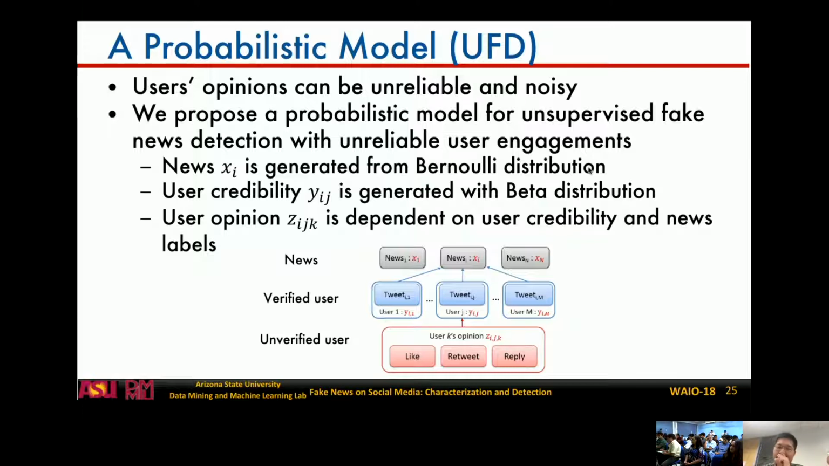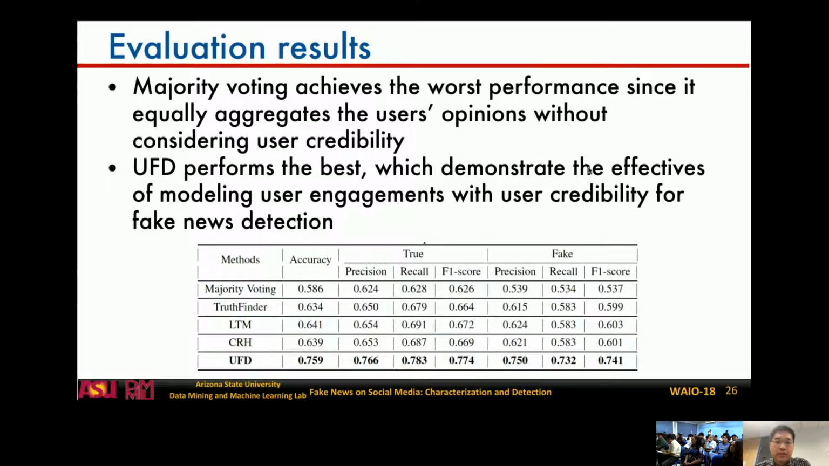For more details, you can look at the paper. But the essential idea is that we use users' opinions as well as consider their credibility to detect fake news. These are the results. We compared with different unsupervised methods, for example majority voting, which considers all users the same and doesn't utilize their credibilities. Majority voting shows it's not that good, and our method compared with others shows its effectiveness for unsupervised fake news detection.